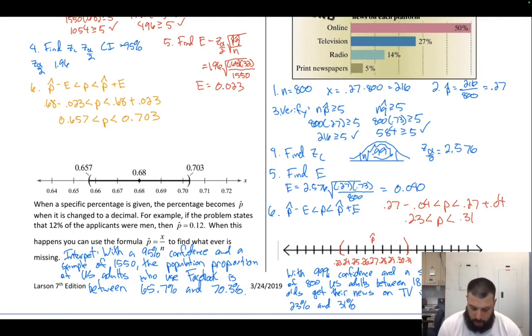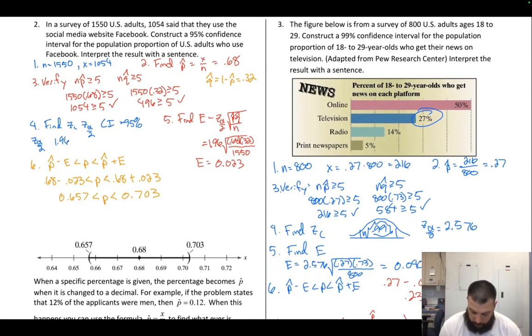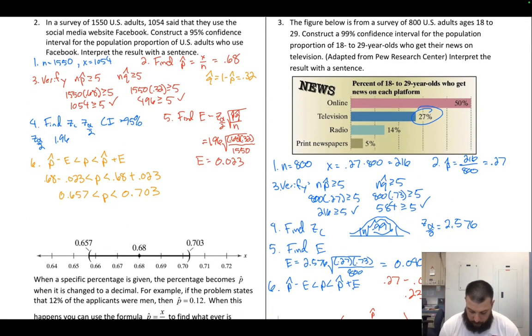All right, so we're given that n is 800. Our x we get from looking at television, so 27%. So 0.27 times 800 gives us our x of 216. Applying that to our p hat gives us 0.27. We verify our information, both are greater than 5.